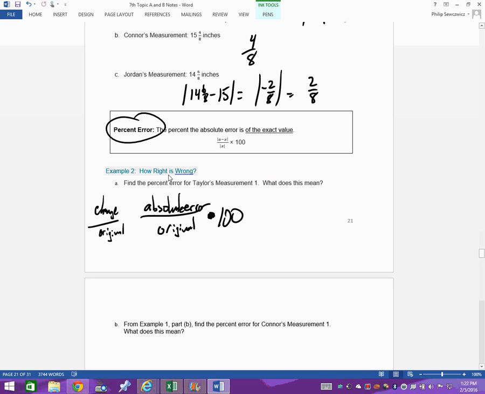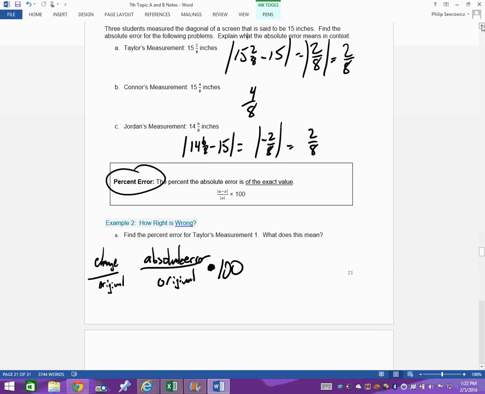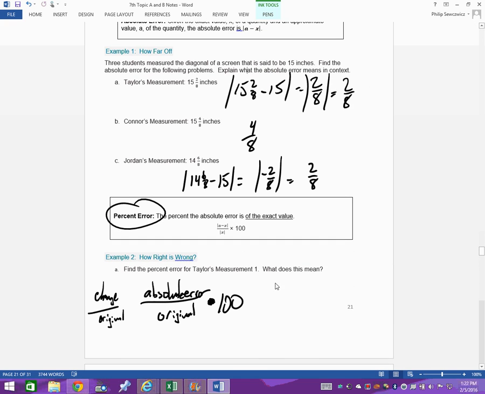So find the percent error in Taylor's measurement. Okay, so what was the change? In other words, how far off was Taylor? Well, Taylor was off by 2/8. Well, what was the original measurement? In this particular case, the original is also known as the exact. And maybe that's what we should go back to here. The original and the exact are the same ideas. Well, it was 15.